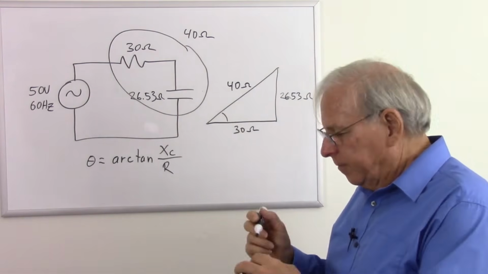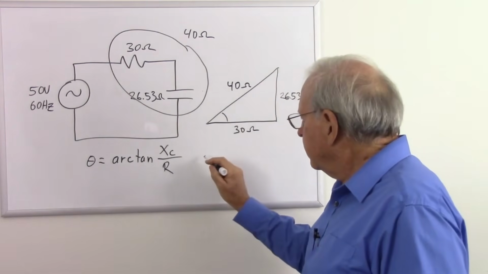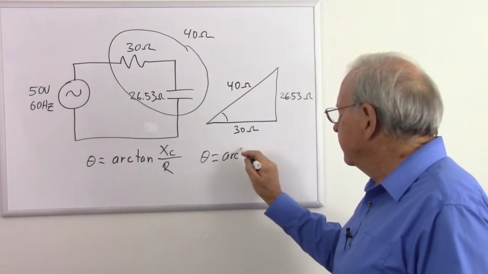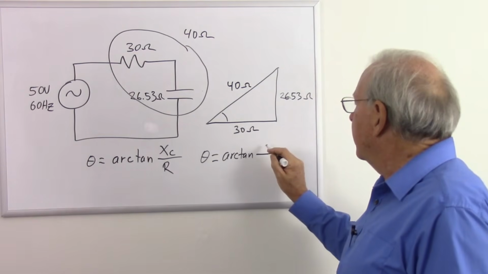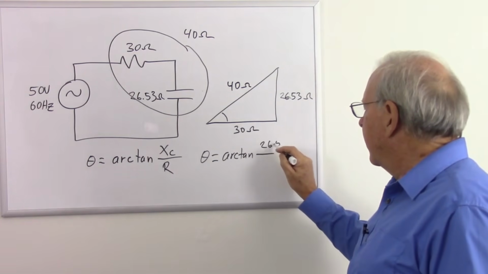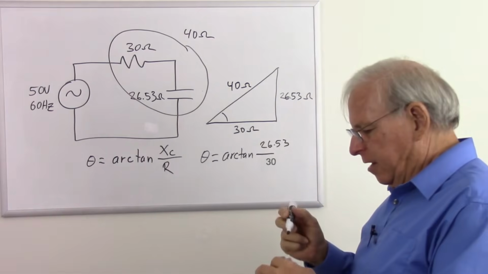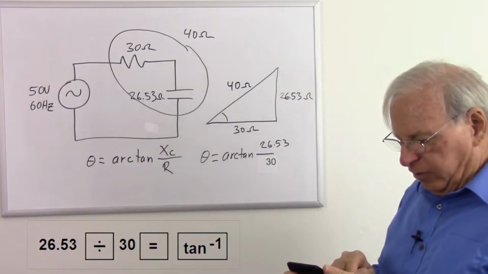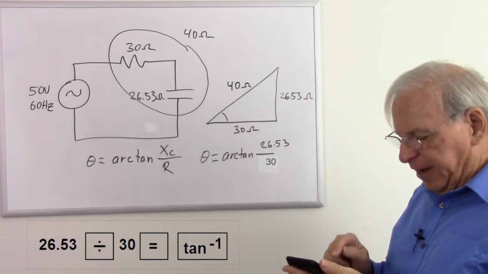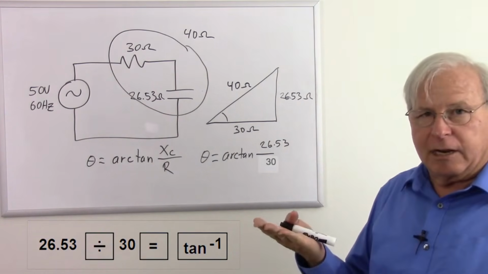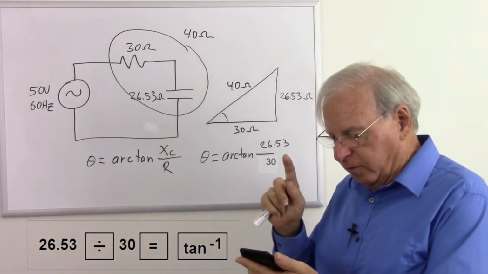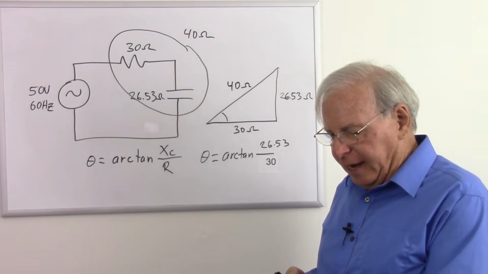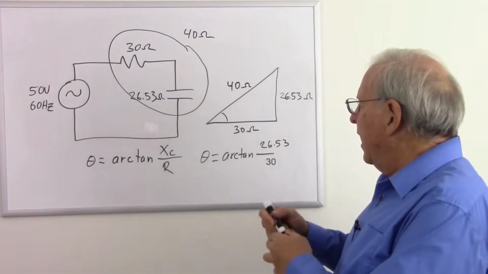So what are the numbers? Well, theta equals the arctangent of 26.53 over R. Fairly simple to do. It's a three-step process. So 26.53 divided by 30 equals, that number's useless, but I take the arctangent. So where's my arctangent button? Right there. And I got 41.48 degrees.